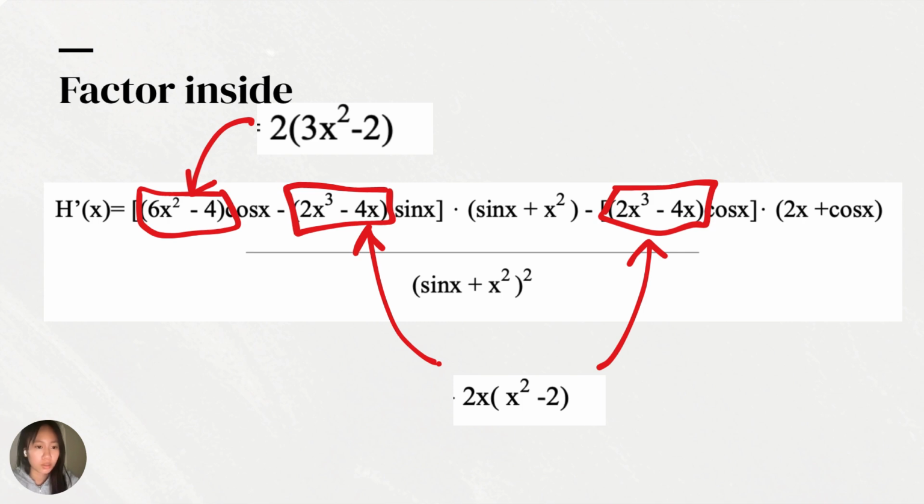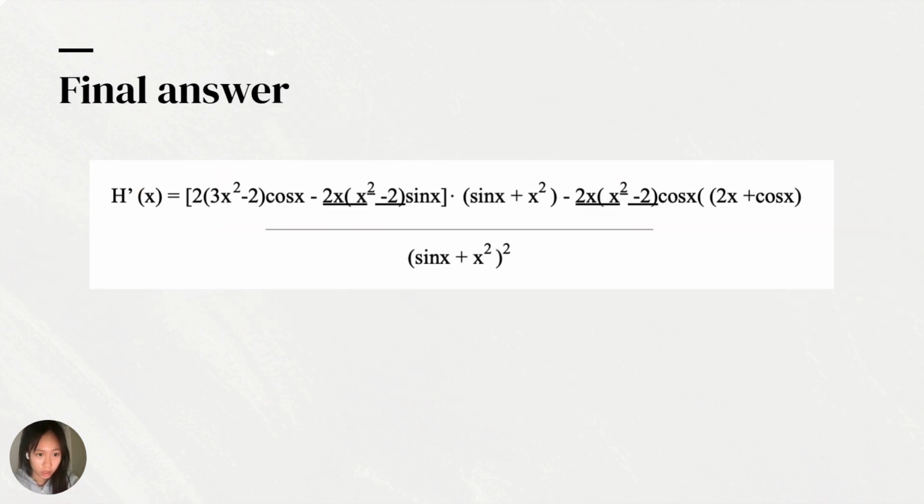Because 6x^2 - 4 has a common factor of 2, we have 3x^2 - 2. And 2x^3 - 4x has a common factor of 2x, so we have x^2 - 2. And to put that into our equation, to go a little further and take an extra step, this is what it should look like.